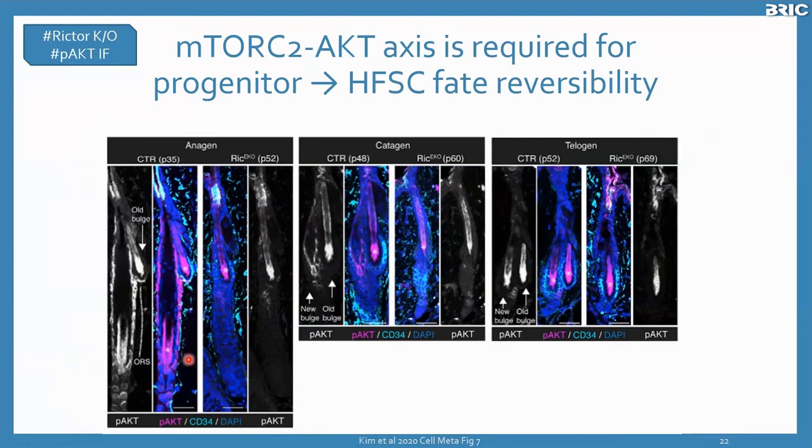And what is important to note here is that this AKT activation is not usually observed when Rictor is knocked out. And here you can see that even during the catagen phase, AKT signaling still remains in a few of the cells. But here again, in Rictor knockout mice, I would not see AKT signaling to that level. And here again, for the telogen phase, this AKT level would die down and produce two bulges marked with CD34, and you only see one bulge marked with CD34 in Rictor knockout mice.